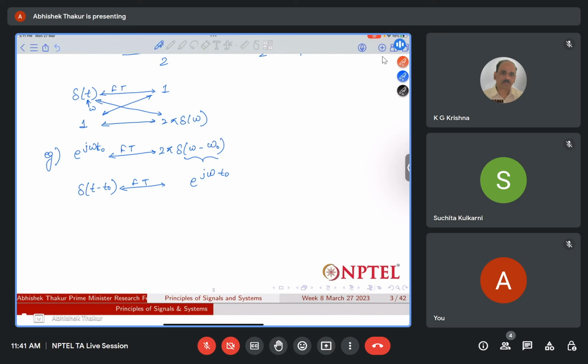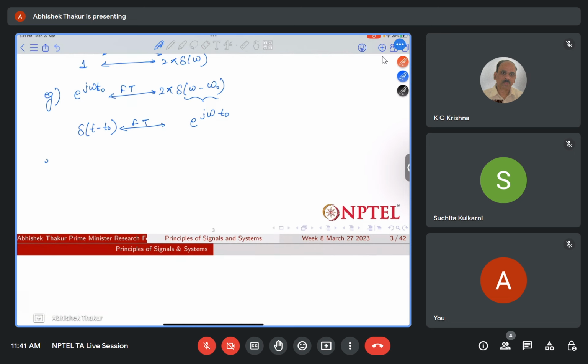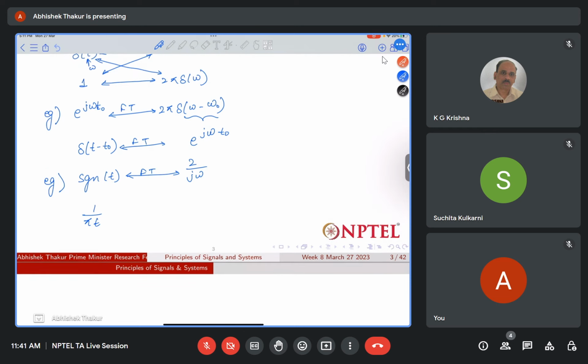We'll take one more example like this, then you will understand. Let's check signum t. The Fourier transform of signum t, we all know, is 2 by j omega. We have already proved this in the last lecture. Now if we have to find the Fourier transform of 1 by pi t, then for 2 by jt, it will be 2 pi of signum of omega.